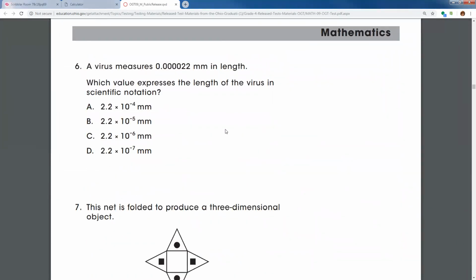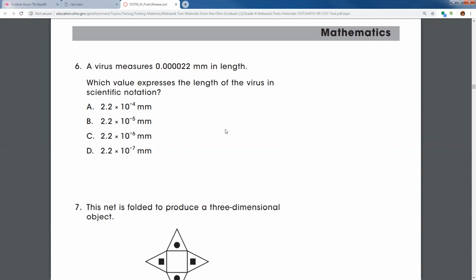We have some scientific notation. A virus measures 0.0000022 millimeters in length. MM stands for millimeter. Which value expresses the length of the virus in scientific notation? So what do you think on this one?